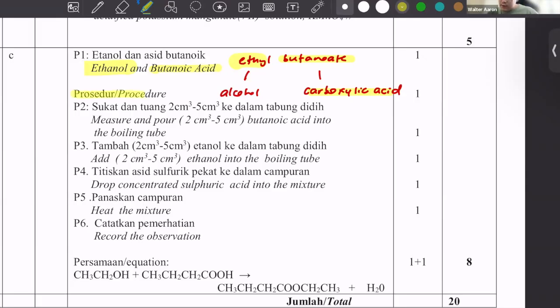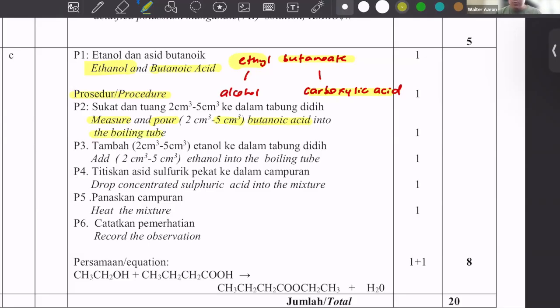So procedure wise, you have to explain one part at a time, okay, how we're going to make it on a very small scale. So the first thing to do is that you need to measure a certain volume of butanoic acid. So you say here, measure and pour a variable amount. I think a logical one will be around 5 cm cube of butanoic acid and put it into a boiling tube, because later you need to boil.